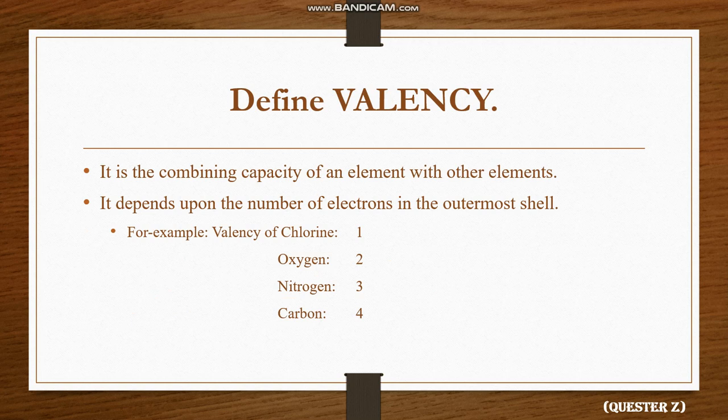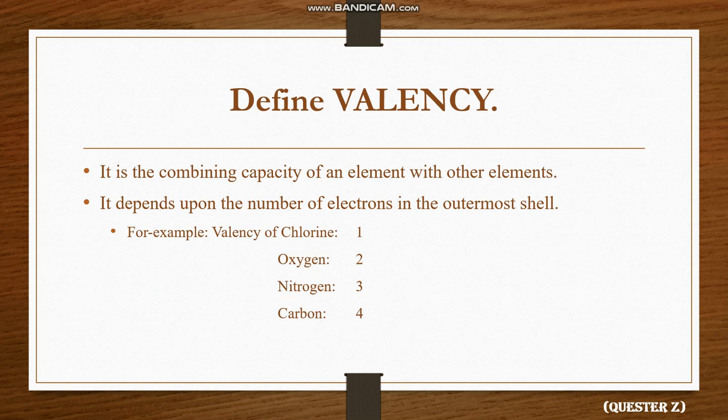Valency. Valency is the combining capacity of an element with other elements, that is, how an element can join with other elements, and how this capacity develops. It depends upon the number of electrons in the outermost shell of that particular element. For example, the valency of chlorine is 1, oxygen 2, nitrogen 3, and carbon 4.